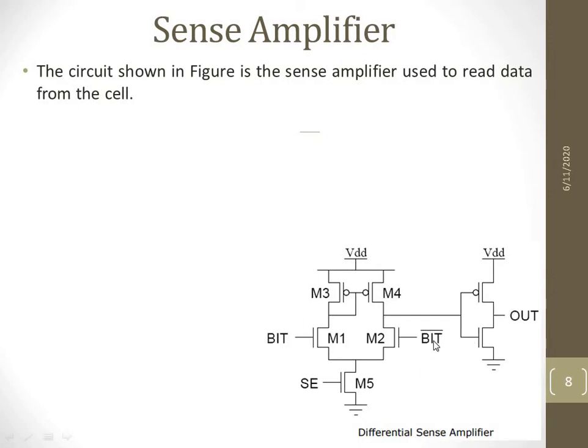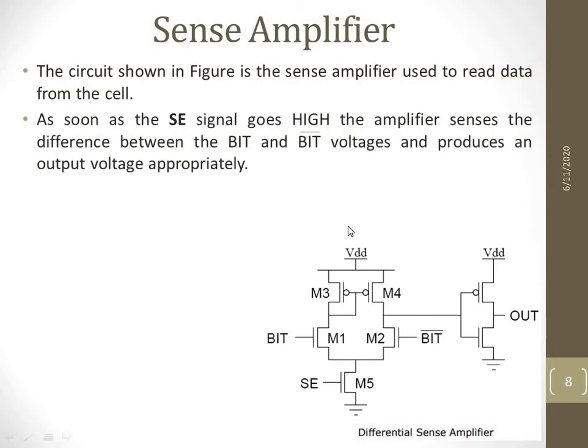So these sense amplifiers will produce the output which is connected to the inverter circuit. If this is one inverter and this is one more inverter, they are connected back to back. As soon as the SC signal goes high, the amplifier senses the difference between bit and bit bar voltages and produces an output voltage appropriately.